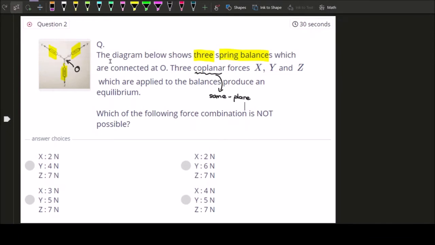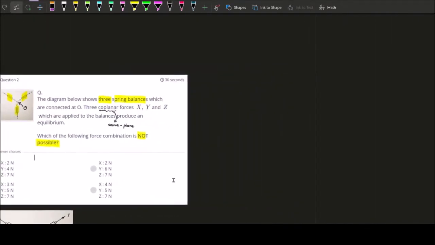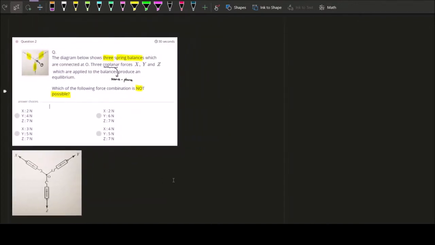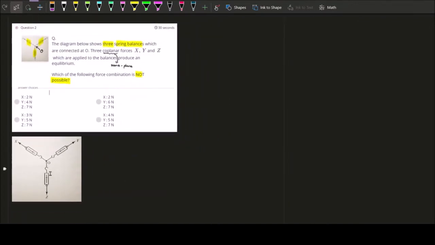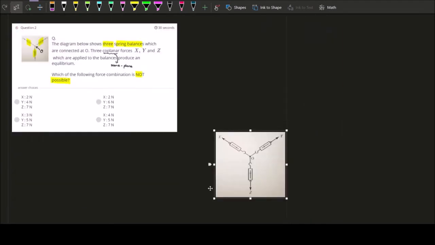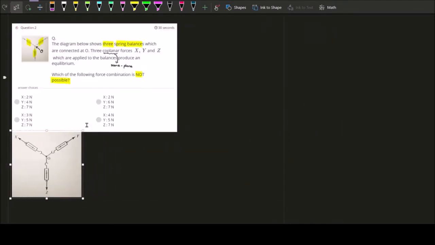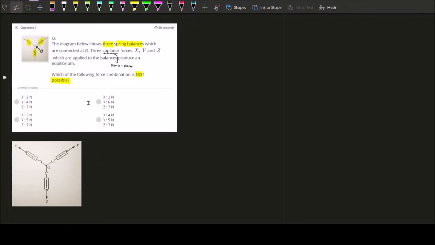So they ask you to find what are the impossible force combinations for X, Y, and Z. What is impossible? Okay, let me highlight it's not possible. Okay, so let's zoom out and look at the question. Okay, so this is the diagram. What this question is asking for is which combination is impossible. So what we should do is figure out what it means by impossible.